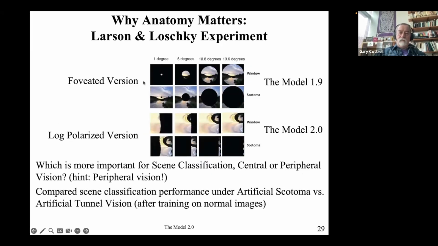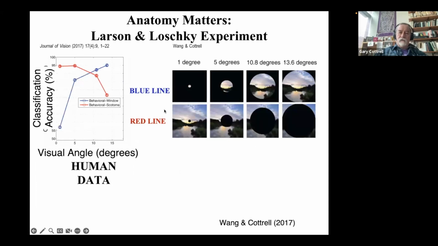So my student originally just did a foveated version. This was for, I think, a special issue. And I call that the model 1.9. And then there's a log polarized version. One thing to notice here is how much of this is peripheral vision compared to Euclidean coordinates. So this is what the human data looks like.